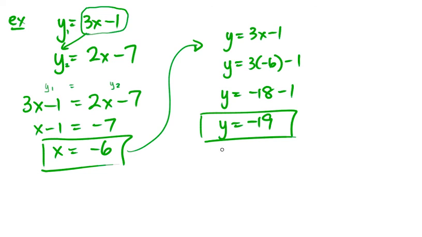If you have time, you can always double check your solution. It should be a solution to both equations. So I should be able to substitute -6 in here and get -19 as an output value. And I should also be able to make x = -6 here and get -19 as an output value.